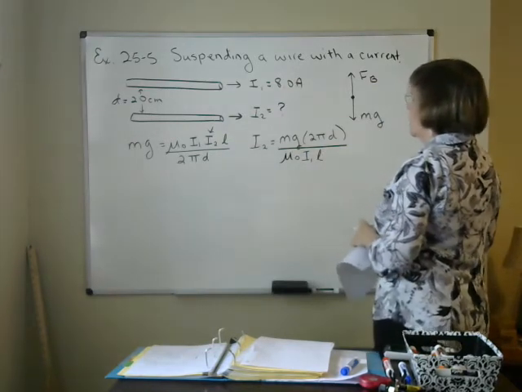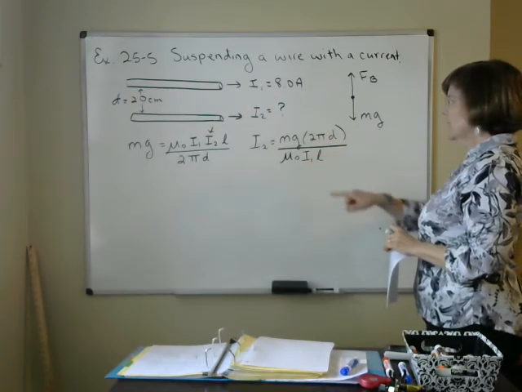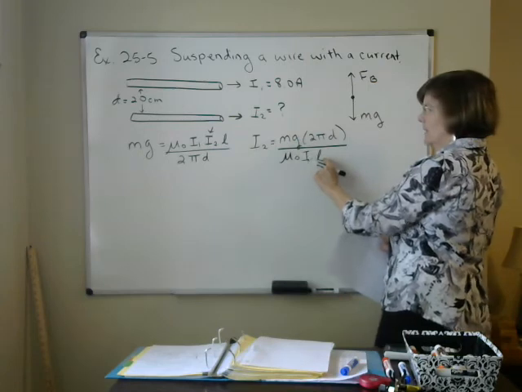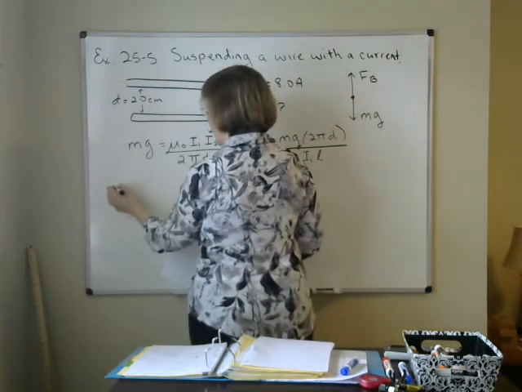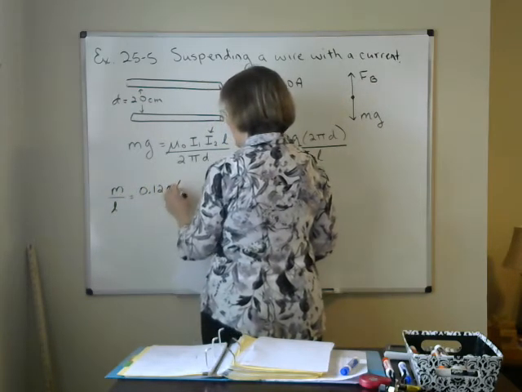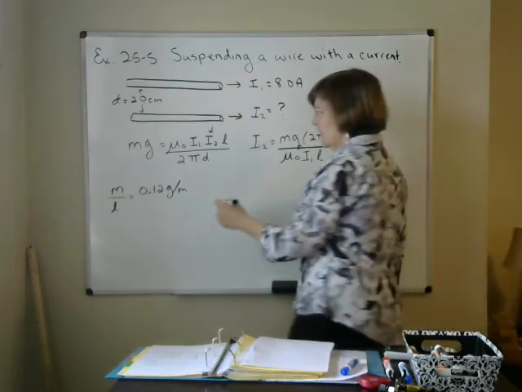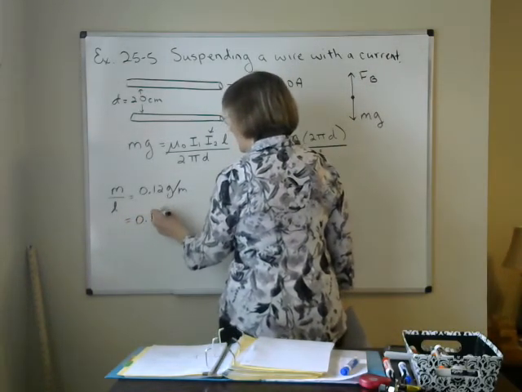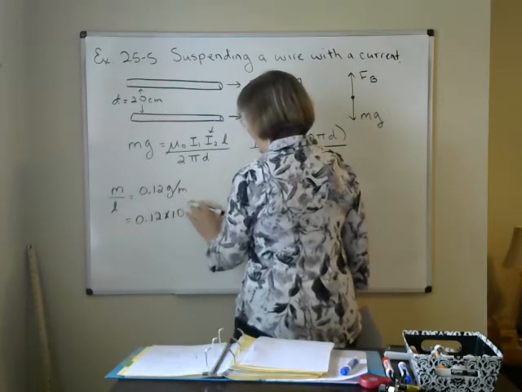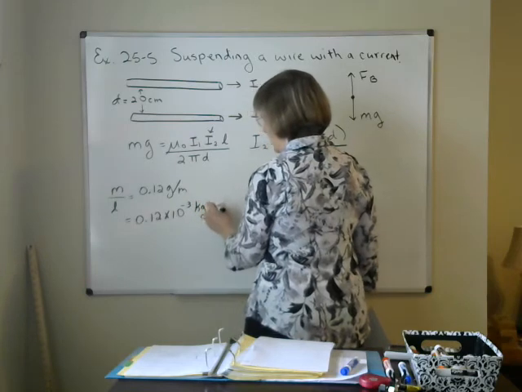We know the distance between them. We know mu naught, we know I1. What you may not realize you also know is they told us the mass per unit length. They told us that M over L is equal to 0.12 grams per meter. That's fine, except we need that to be in kilograms per meter. So M over L is equal to 0.12 times 10 to the negative 3, times 10 to the negative 3 kilograms per meter.